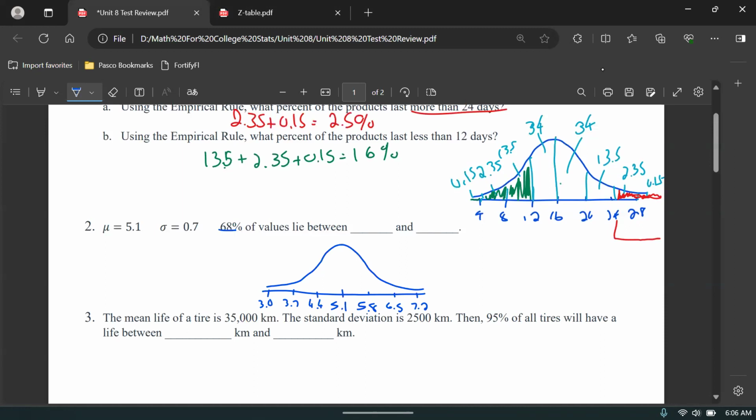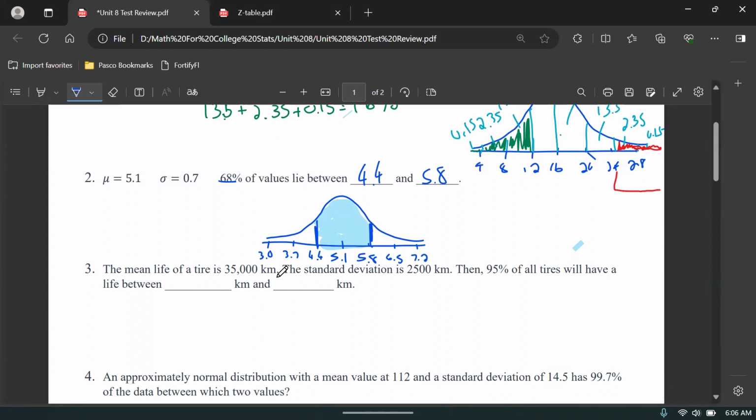But it's a 68% of values lie between blank and blank. Well, 68 is the middle. First standard deviation to first standard deviation. So that's in here, of course. And so we know that's from 4.4 to 5.8 according to our number line. So 4.4 and 5.8. If it's a 95%, that would be 3.7 to 6.5. If it was 99.7%, that would be from the 3.0 to the 7.2.